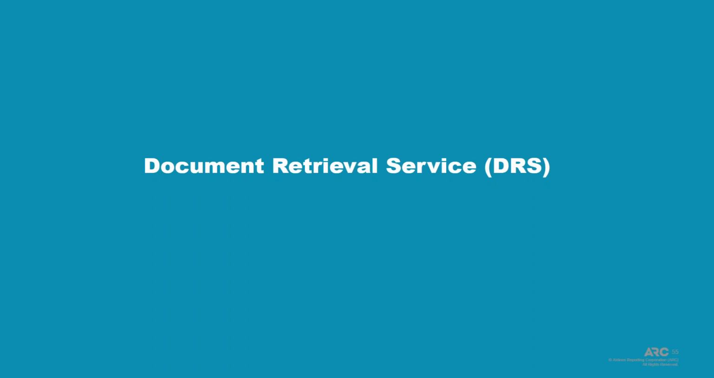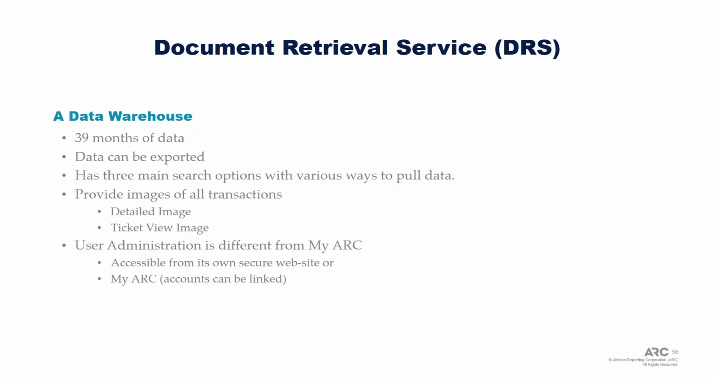go over Document Retrieval Service, or DRS. So document retrieval service is ARC's data warehouse. We store 39 months of data. The data can be exported. We have 3 main search options with various ways to run your queries. You have a choice to view your transactions in a detailed image or a ticket view image, whatever your preference.